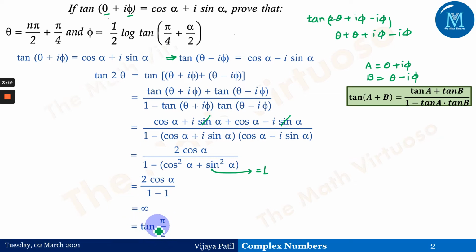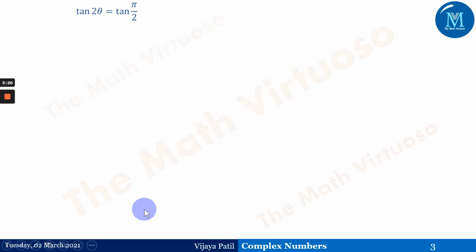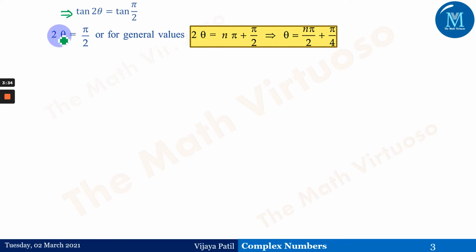Why do we need to put it as tan of pi by 2? Because we started from tan of 2 theta on the LHS side, and that is the reason we are trying to get it in this form, tan of pi by 2. So we are expressing infinity as tan of pi by 2. Going ahead, we have this identity from the previous step, that is tan of 2 theta is equal to tan of pi by 2, which you can write here as 2 theta is equal to pi by 2.